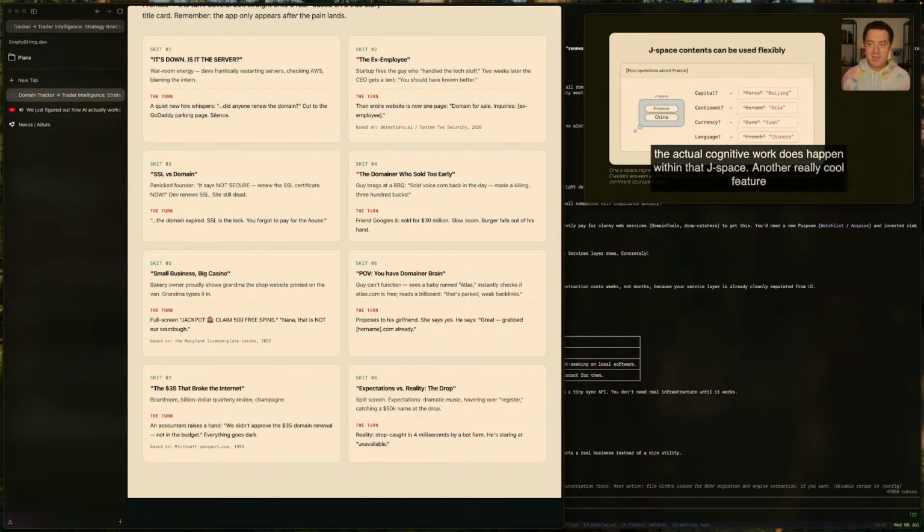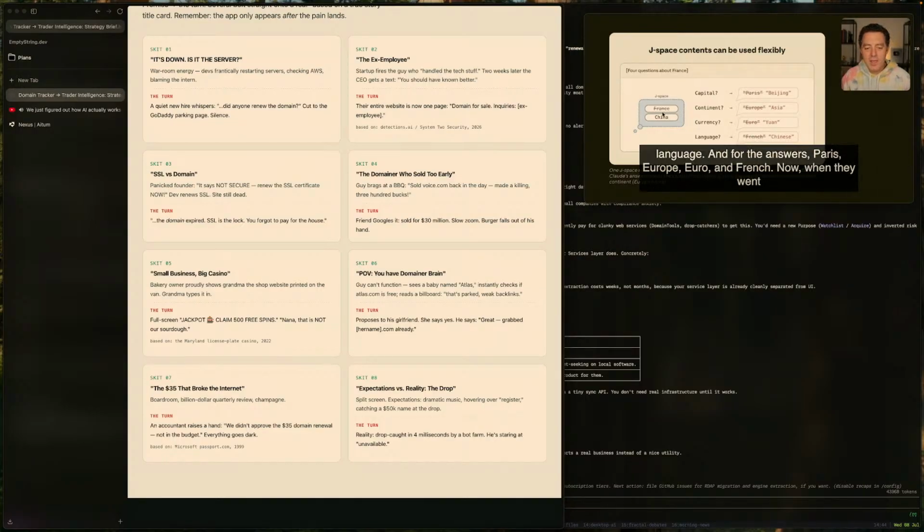Another really cool feature that they discovered about the J-space is it can be used for multiple different answers. So the same exact thinking in the J-space might inform different answers to different questions. So look at this. 4 questions about France. In the J-space, they had France, the capital, the continent, the currency, and the language. And for the answers, Paris, Europe, Euro, and French.